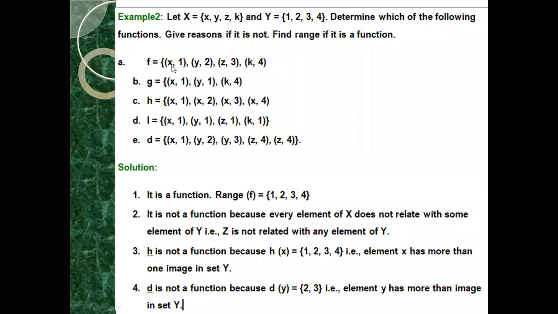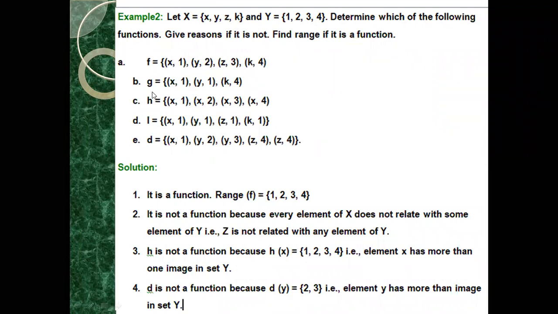So every element of the domain x, y, z, k has an image in the codomain. So x has image 1, y has image 2, z has image 3 and k has image 4. So it is a function and the range of f is 1, 2, 3, 4. Okay.